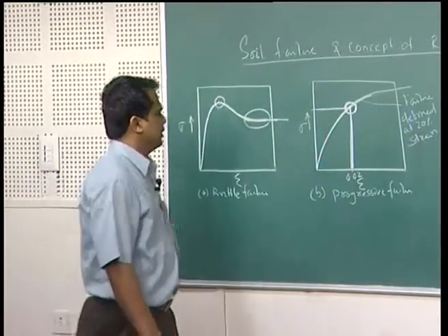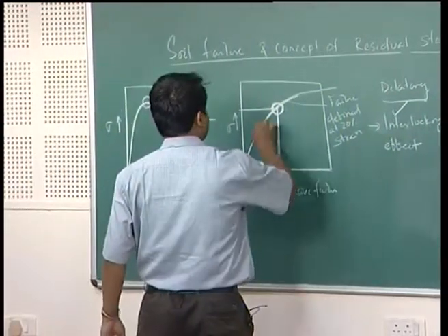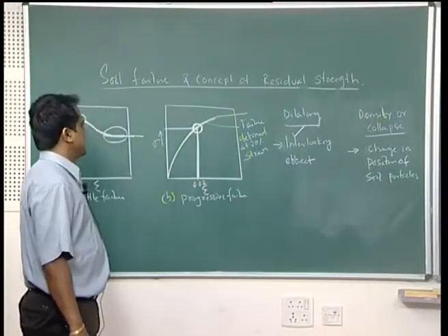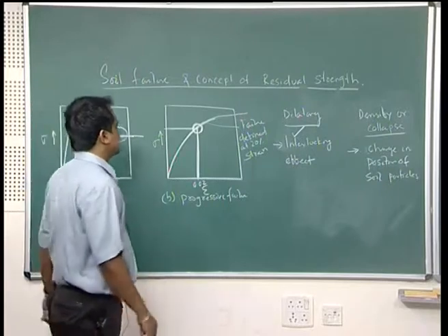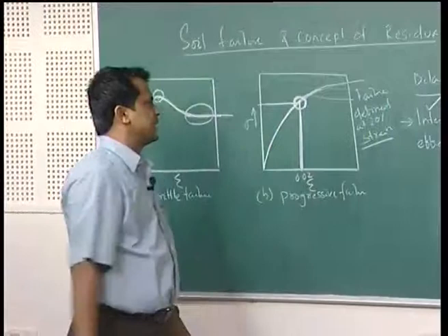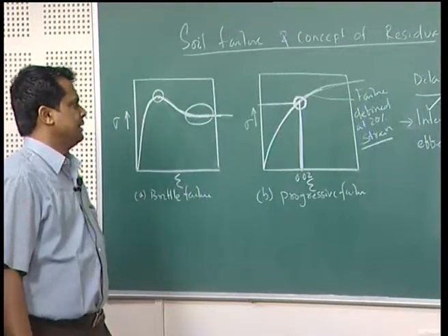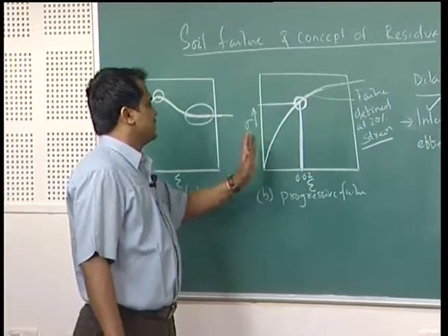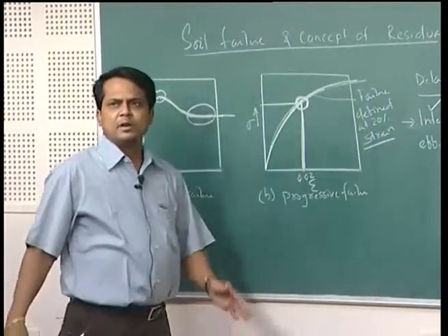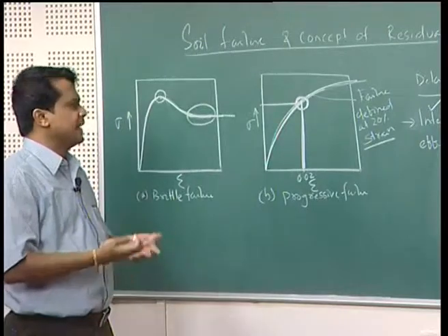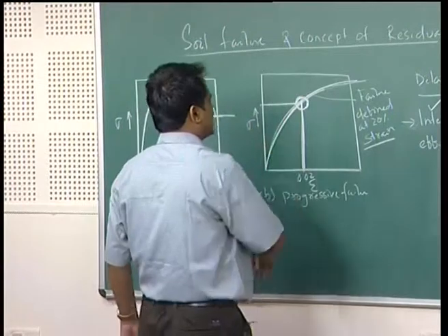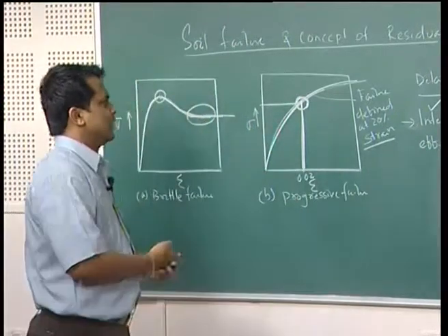In case of progressive failure, with increase in stress, strain will increase. In that case, the failure is defined at 20% strain. There is no clear failure here in case of progressive failure, as with increase in stress, strain will increase. So, in that case the 20% strain has been considered as failure.